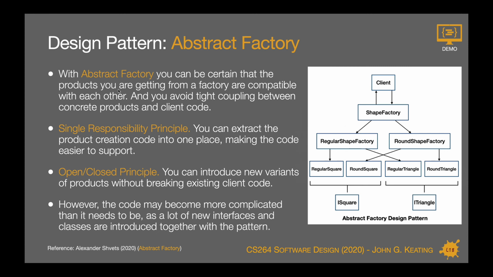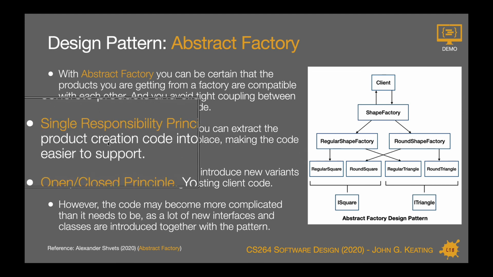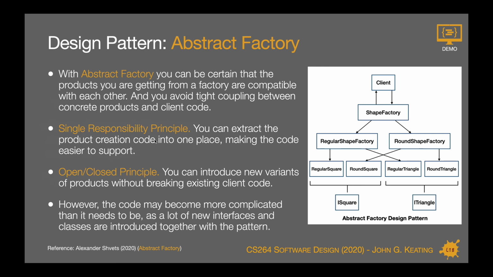With the abstract family, you can be certain that the products you're getting from a factory are compatible with each other, okay? So you avoid this tight coupling between the concrete products and the client code. So let's again look at SOLID. We have our single responsibility principle. You can extract the product creation code into one place, makes the code easier to support, and that's beautiful. OCP, you can introduce new variants of products without breaking the existing code.